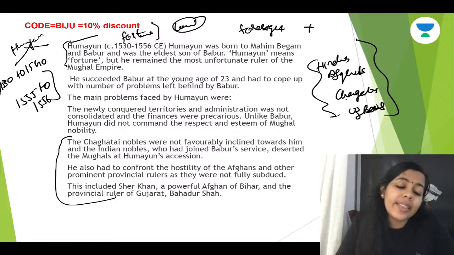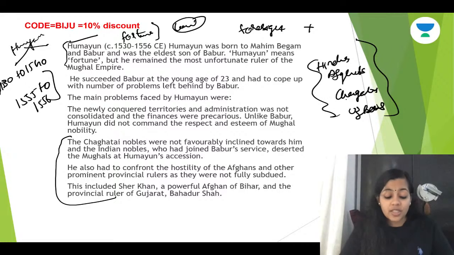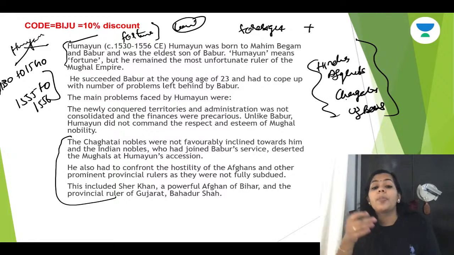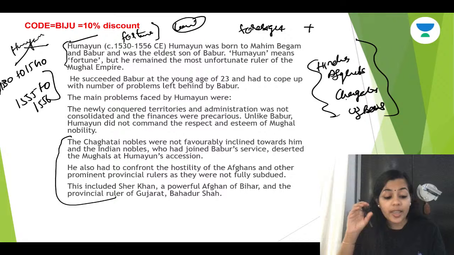So what happened? The Chagatai nobles and Indian nobles who were much affiliated with Babur deserted Humayun because of his foolishness after his accession. This was like a blow. He also incurred hostility with the Afghans. He did something against the Afghans, and the Afghans did not like him.